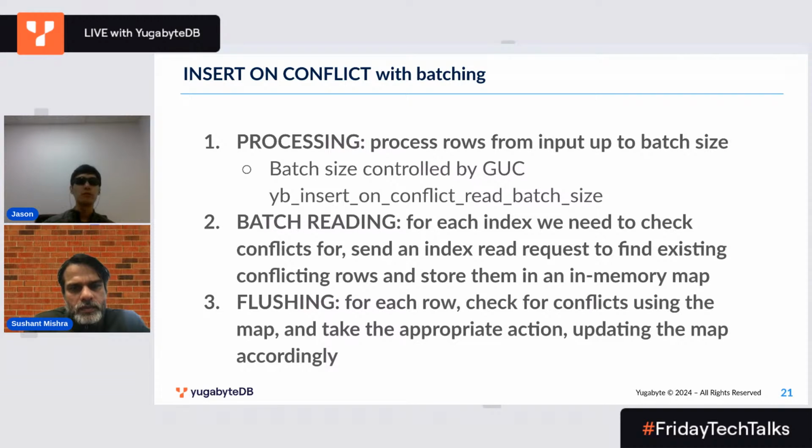which we then use during flushing, which is when we go through the rows we batched, and one by one we take the appropriate action using the map, whether it is going to conflict or not, and then insert or do nothing or do update. And upon doing each of these actions, we have to update the map accordingly. Well, if it's a do nothing, then we don't have to update it. But if we're inserting something or updating something, then the map has to be updated.